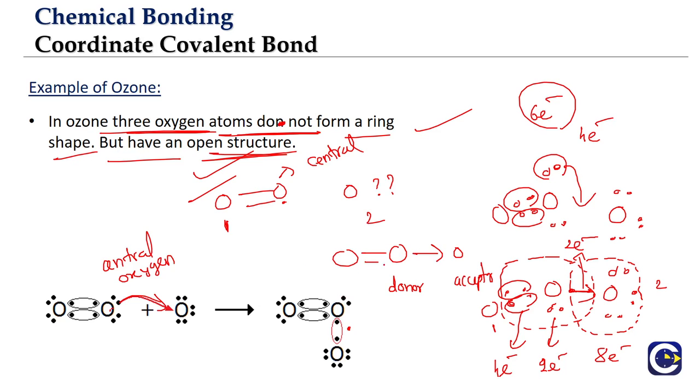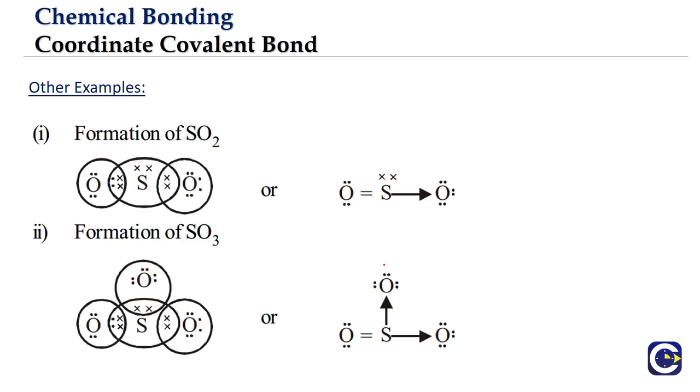Later when we go to the valence shell electron pair repulsion theory, we will even talk about the shape of the ozone molecule. But here what we know is it's an open structure. Later we will see that the actual shape of the ozone molecule will be a bent shape. So what will be the shape of the ozone molecule? It will be a bent shape. We'll study about it. But this is about the coordinate covalent bond or the dative bond in the case of ozone. Now similarly we can talk about other examples also, like SO2.